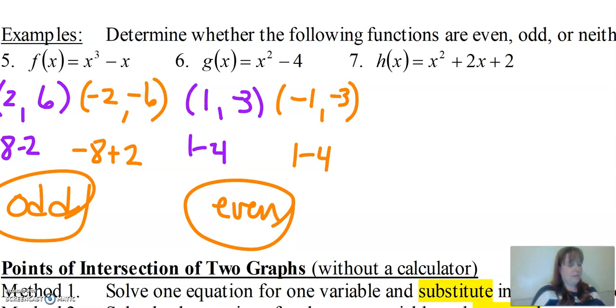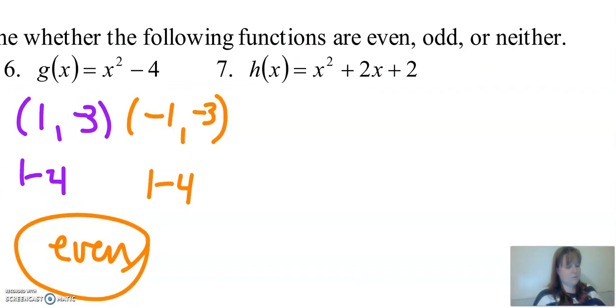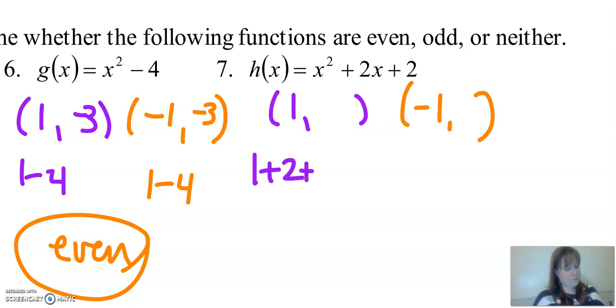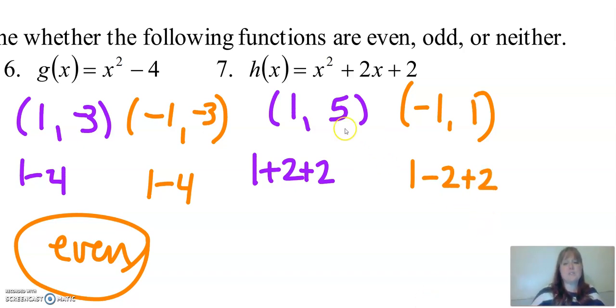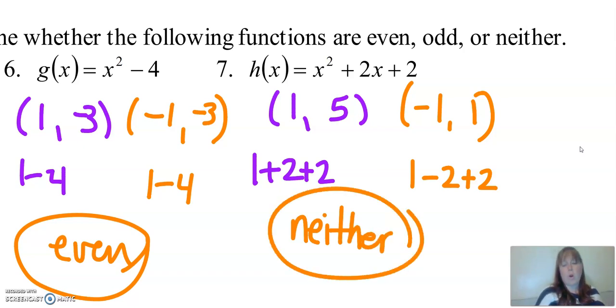Okay, last but not least, let's take a look at this one. We're going to put in 1 and -1 and see what happens. Okay, so we have 1 plus 2 plus 2, so that's 5. And then over here we have 1 minus 2 plus 2, which is 1. So see how I got out totally different numbers? That means this one is neither. This one is not symmetrical at all. And is not even or odd.